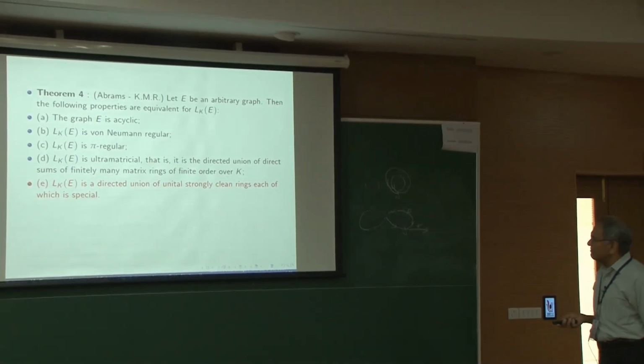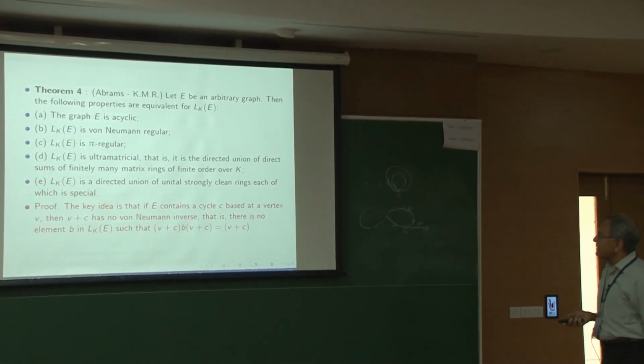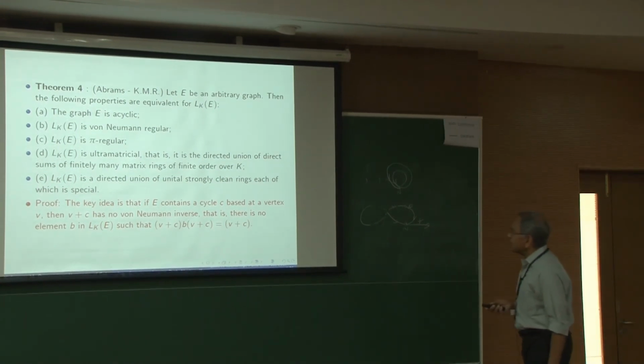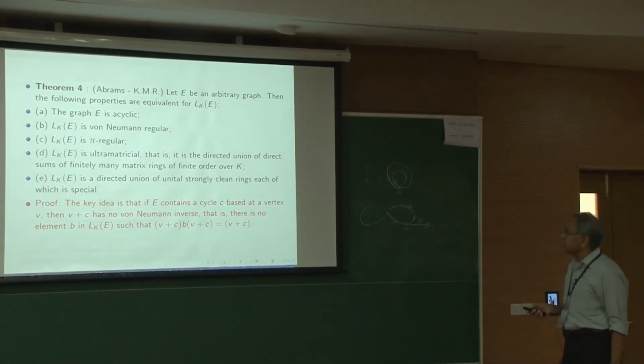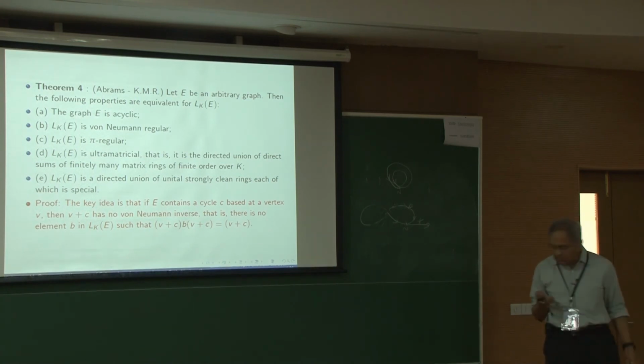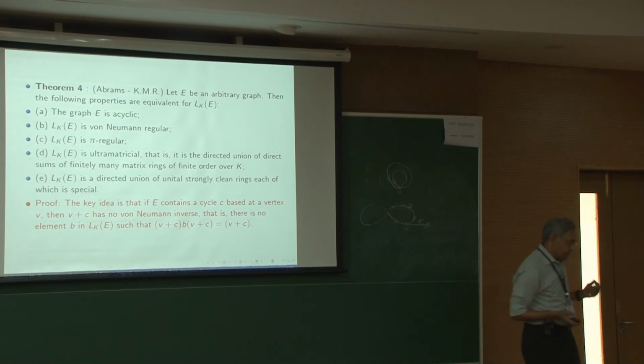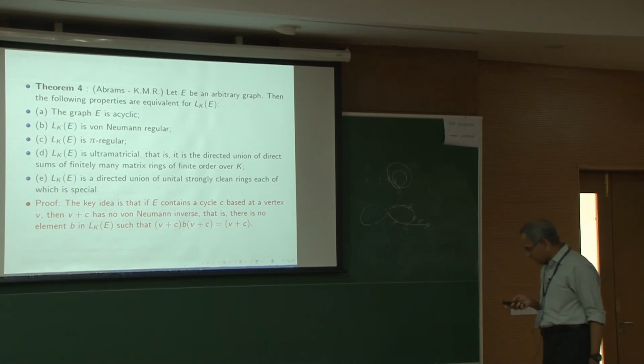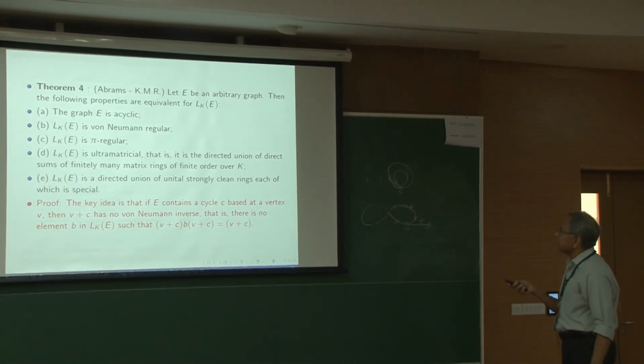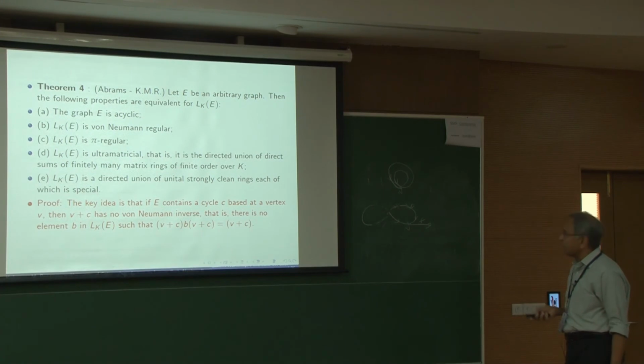The main key idea is that if there is a cycle C in a graph, at a vertex V, then the element V plus C cannot have a von Neumann regular inverse. In other words, you can never find an element B such that V plus C times B times V plus C gives you V plus C. So the presence of cycles prevents that. That is the key idea. The references are there, so you can look up the details.